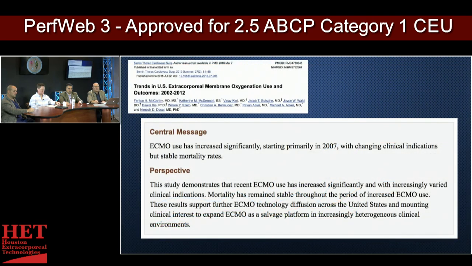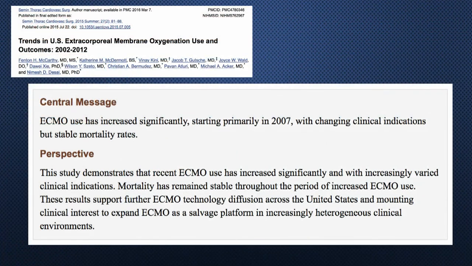ECMO use has increased significantly, starting primarily in 2007 with changing clinical indications but stable mortality rates. That's the narrative that I just talked about from that graph. This study demonstrates that recent ECMO use has increased significantly and with increasingly varied clinical indications. Mortality has remained stable throughout the period of increased ECMO use. The results support further ECMO technology diffusion across the United States and mounting clinical interest to expand ECMO as a salvage platform in increasingly heterogeneous clinical environments.